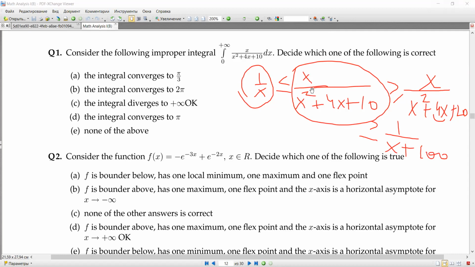Yes? After dividing by x here, in this case we can say that 1 over x plus 100 diverges as x tends to plus infinity. It is a harmonic integral again. So since it diverges, the given one will also diverge, because this is greater than this one. Is it clear now?